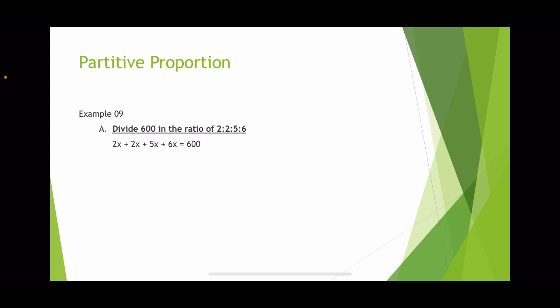And then, we add them all. So, 2x plus 2x is 4x, plus 5x is 9x, and plus 6x is equal to 15x, which is equal to 600. And then, we divide both sides by 15. So, we will have x is equal to 600 over 15. And then, 600 divided by 15, we will have x is equal to 40.